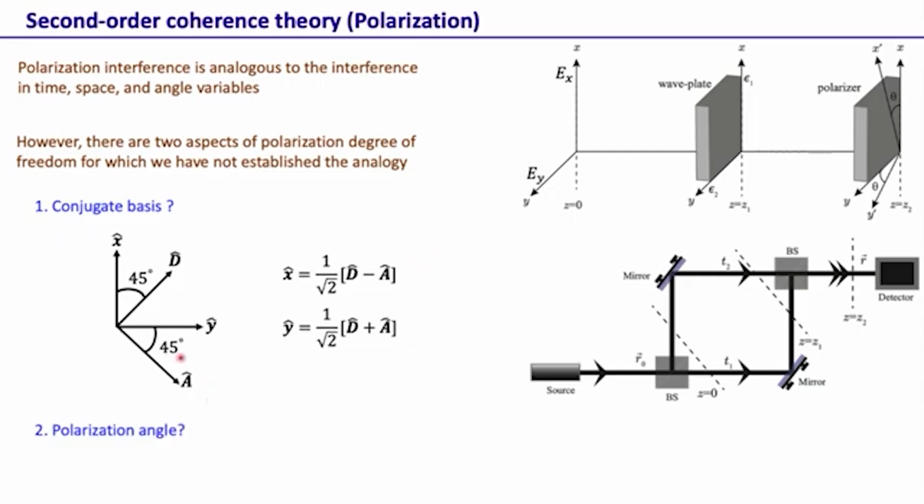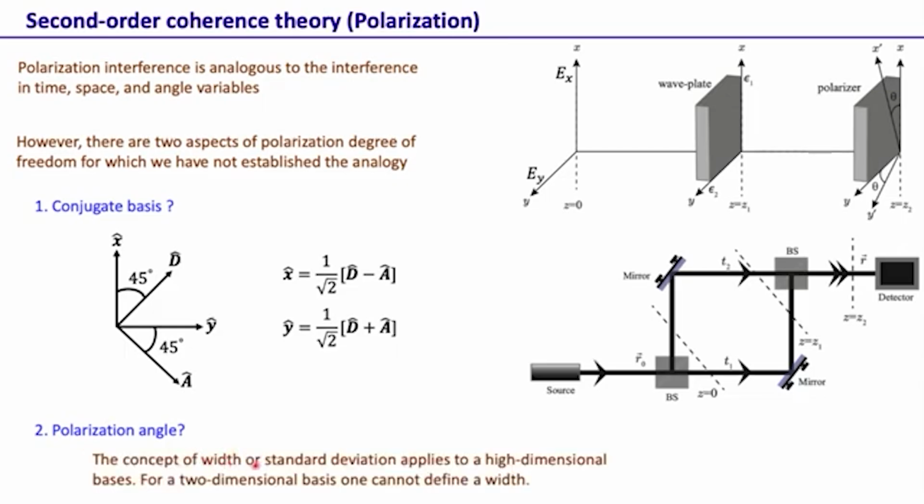Now the other concept we haven't discussed here is, can there be a polarization angle? Just like we had a coherence time and a coherence area, can we have a polarization angle here? The concept of width or standard deviation applies to a high dimensional basis or infinite dimensional basis. For example, position is an infinite dimensional basis, momentum is an infinite dimensional basis. But even if it's a very high dimensional basis, or just a discrete basis, one can still define a width.